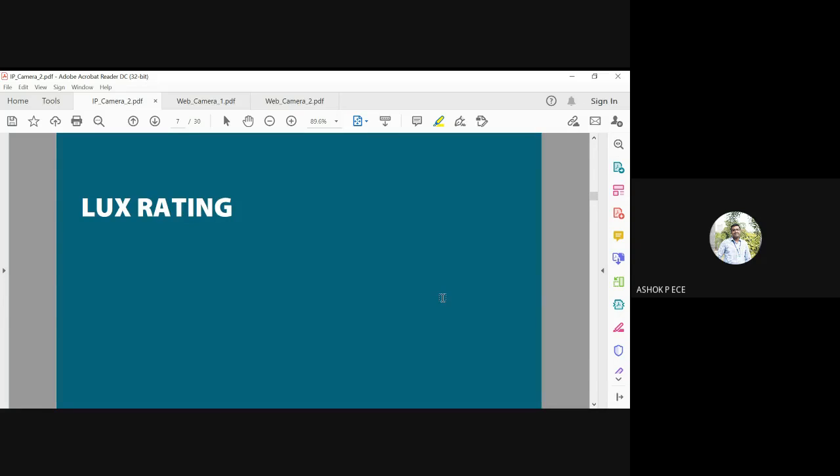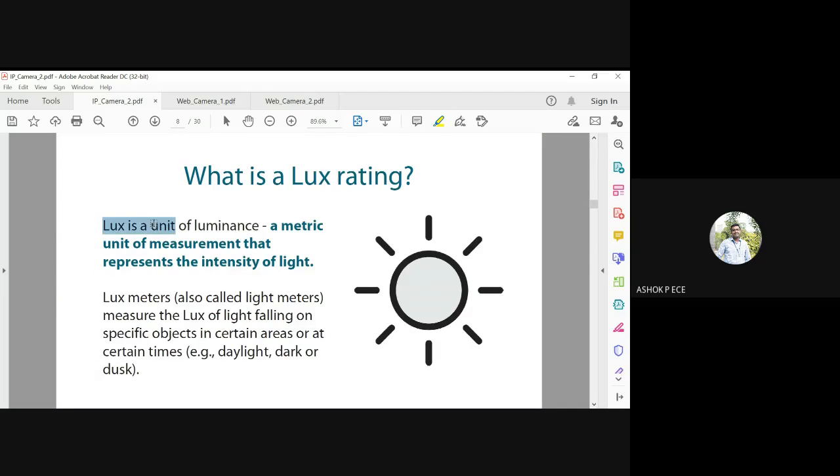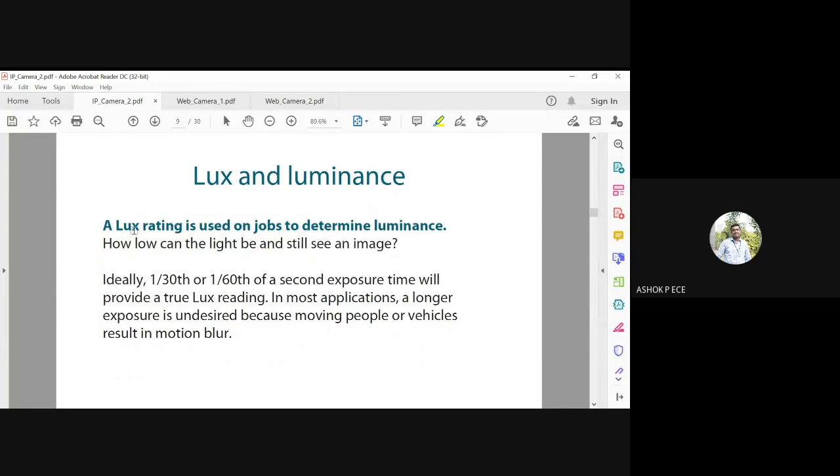Lux rating. The lux rating is a unit of luminance. Luminance measures the intensity of light. So lux is how much luminance is falling on an object in a particular time. It may be in daylight, during the daytime, or in the dark, or even in the dusk. So it is going to measure the intensity of light falling on the surface. So it is used to determine the luminance.